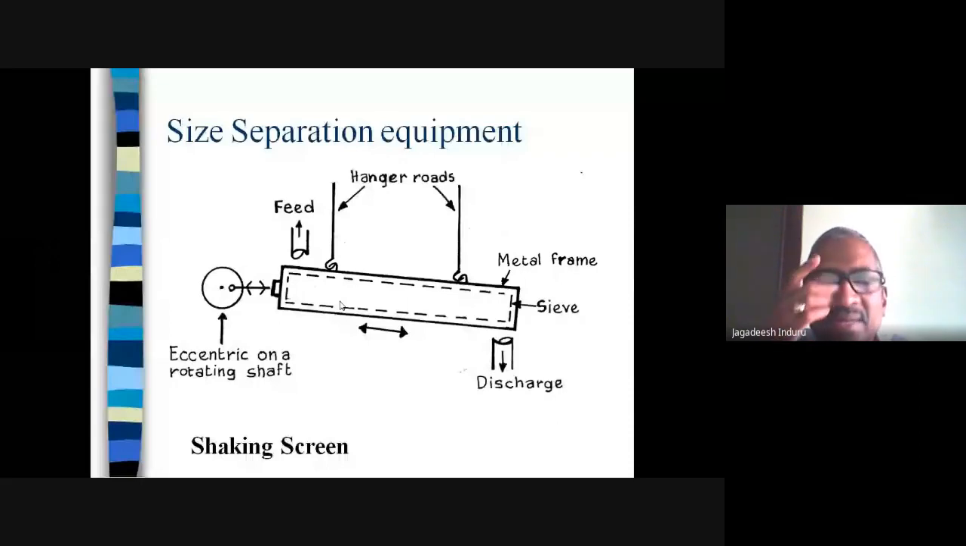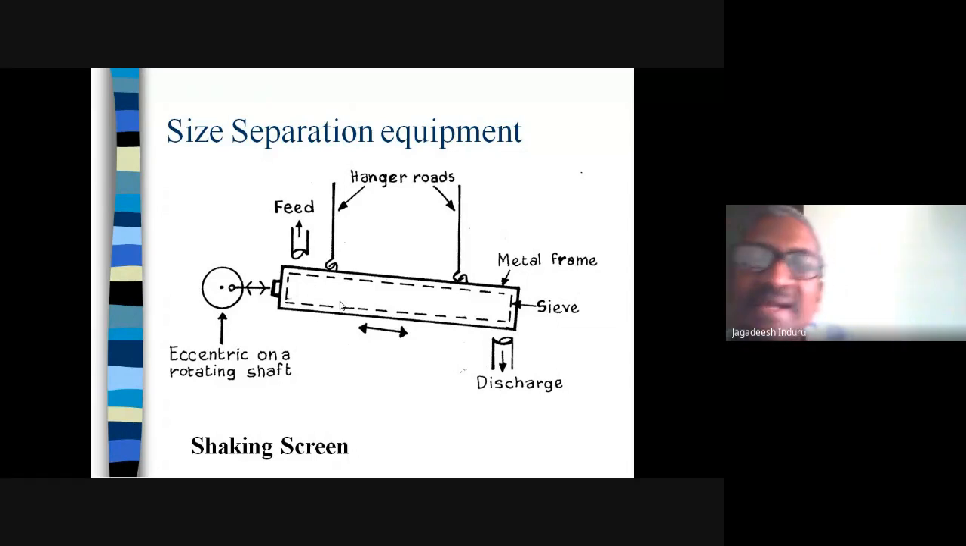It means the actual material size separation equipment in this particular case is the sieve only. The screen is only a support, which is not present in this diagram, which is hidden. Now, it is not actually important for the size of the material we are going to use. It is only for the support, to prevent the distortion.